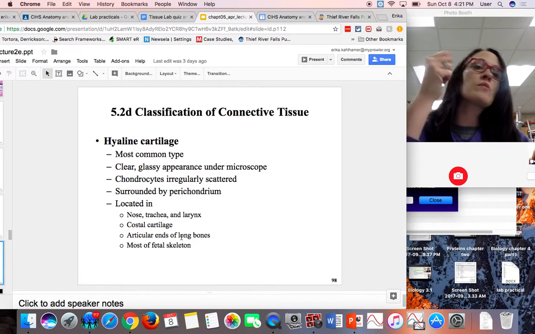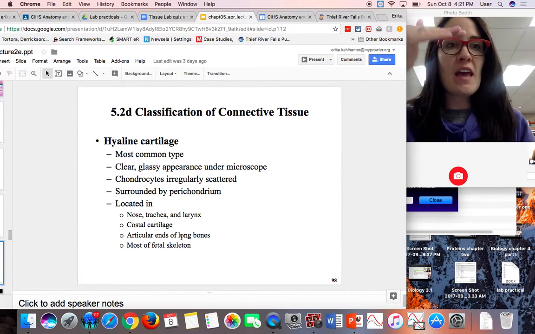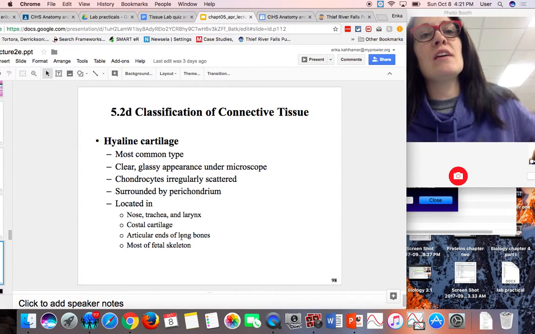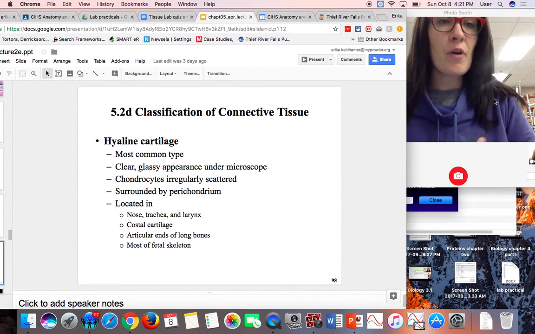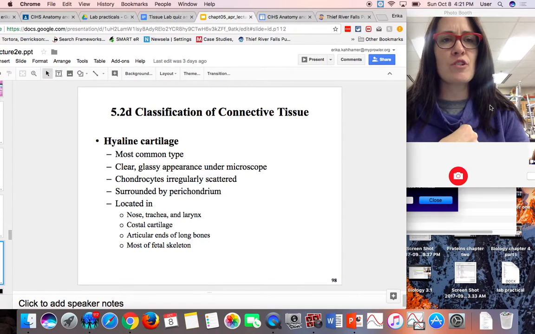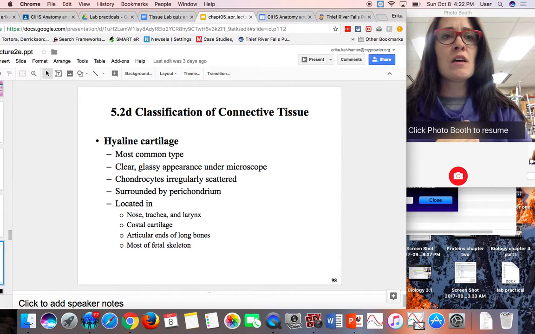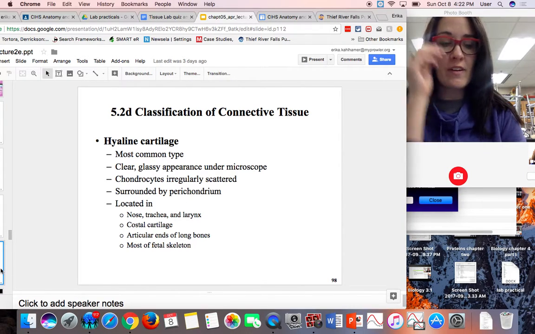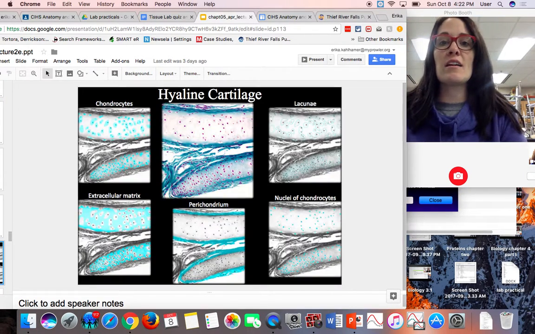At the ends of the long bones, like here's your femur, at the top and the bottom, we have it covered in hyaline cartilage. Costal cartilage is the parts of your ribs that attach your ribs to your breastbone, which allows your thoracic cavity to expand. And most of your fetal skeleton is hyaline cartilage.